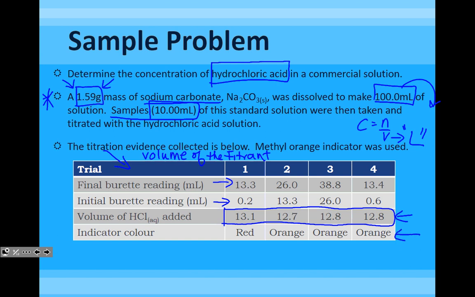So let's take a look at these readings, 12.8, 12.8, 12.7. These 3 are all within 0.2. This guy is way higher. It's 13.1. He's your outlier. We don't use it. Okay.